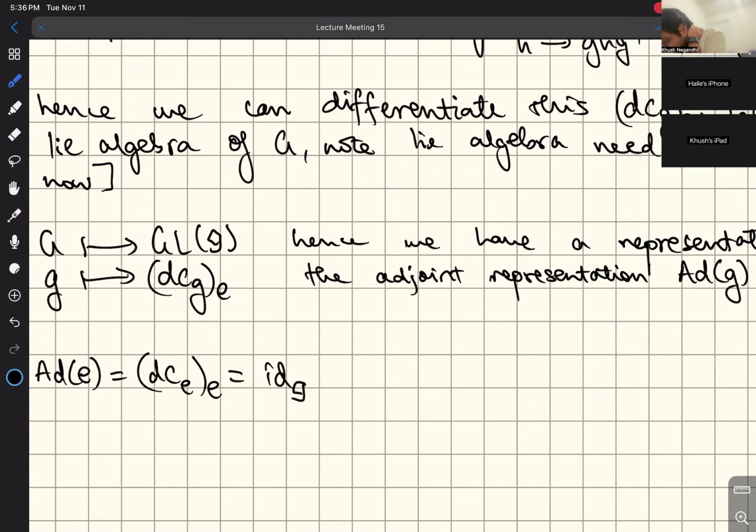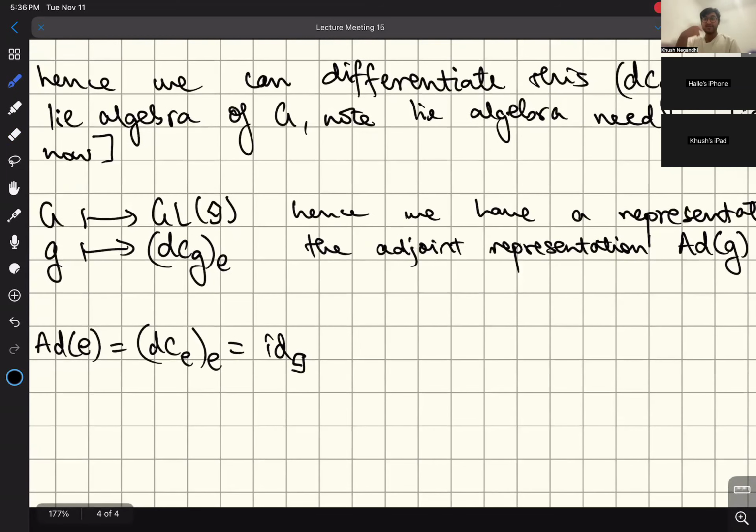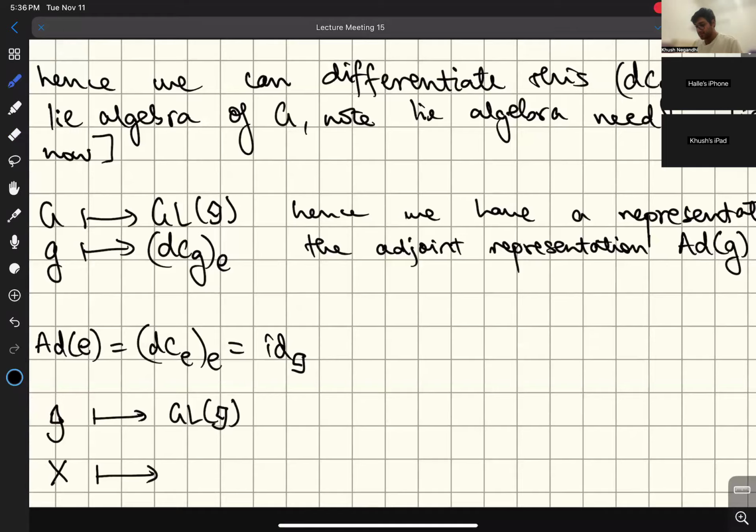What this means is that if we take the differential of this map, we now get a map from the Lie algebra of G into the general linear group of the Lie algebra, given by: you take an element X and map it over to the differential of the adjoint representation at identity, and then you apply X.